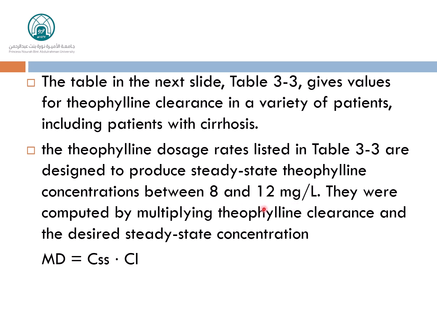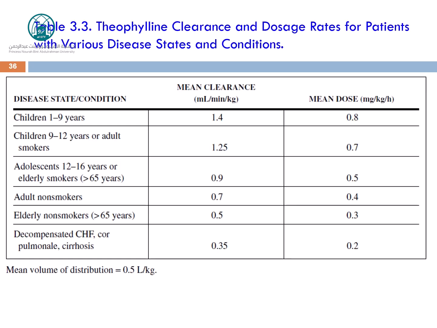Look, we are talking about steady state concentrations. They were computed by multiplying the theophylline clearance by the desired steady state concentration. We are calculating the maintenance dose. So the desired steady state concentration, CSS, is between 8 to 12 milligrams per liter, multiplied by the clearance, and you will achieve the maintenance dose. Let us look at the table for theophylline clearance and dosage rates for patients with various disease states and conditions.